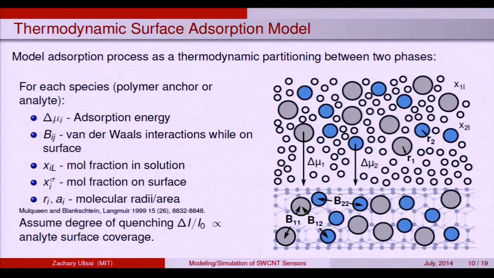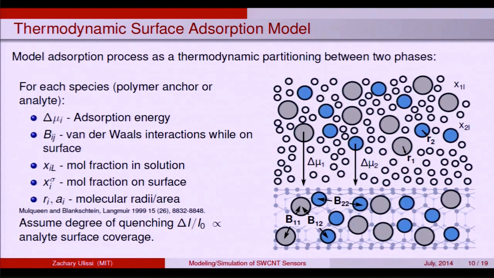So this is something that we can model fairly easily as a competitive adsorption process between the hydrophobic anchors and small molecules that are trying to get to the carbon nanotube surface. So if we have some idea of what the partition energy is between solution and the carbon nanotube surface for each of these species, and how they interact via van der Waals, the original mole fraction in solution, we can then calculate the mole fraction on the surface.